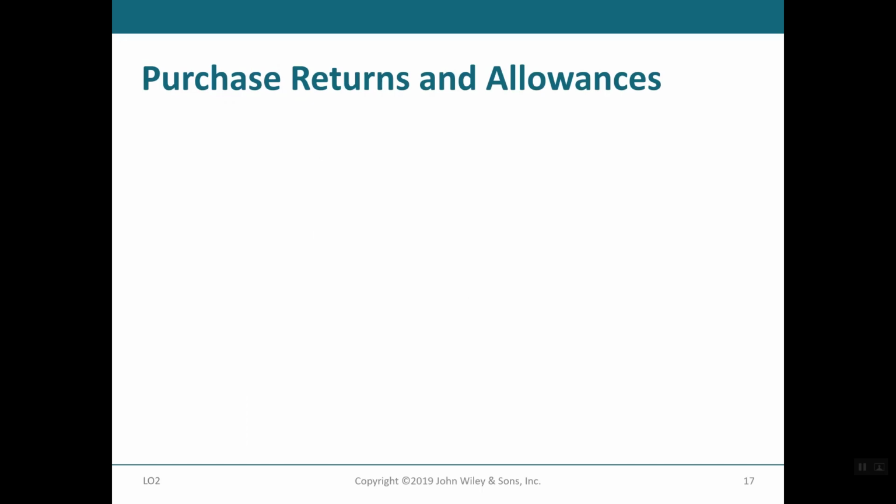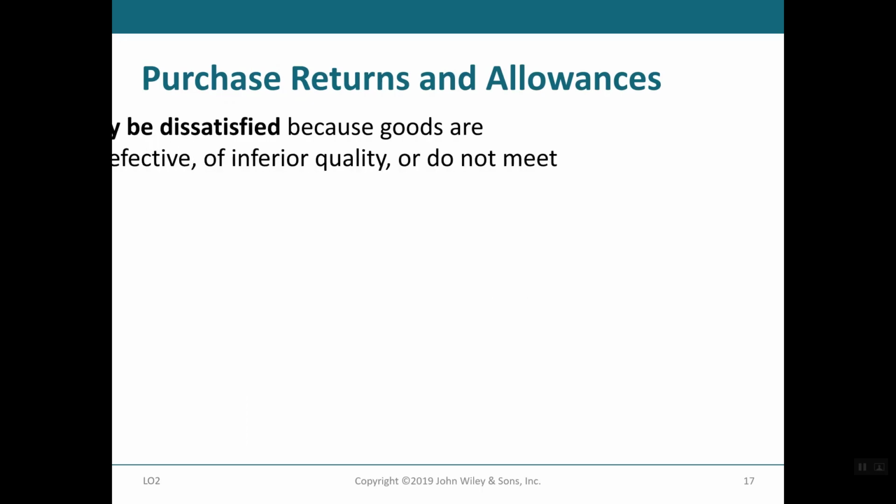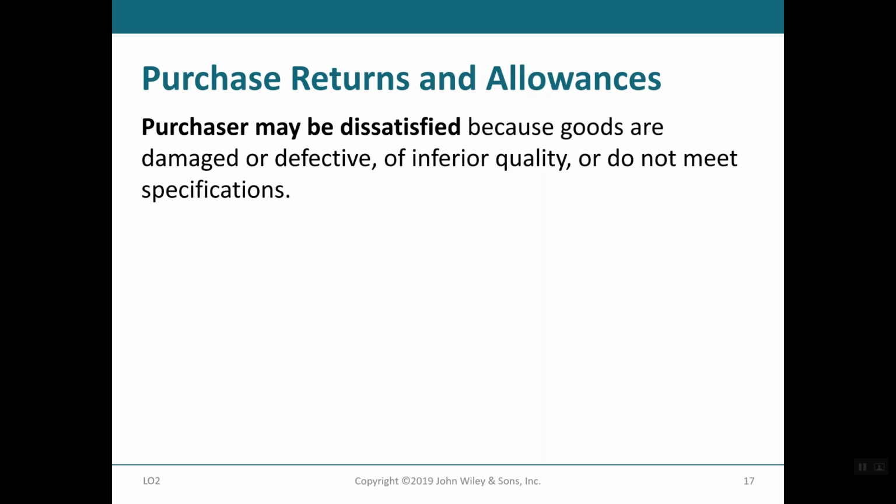Okay, now we're going to deal with purchase returns and allowances. The purchaser may be dissatisfied because goods are damaged, defective, inferior, or do not meet specifications. I know many of us at different points in our lives have bought goods that we had to return. And we have returned them for different reasons. It's not good, it's defective, inferior, or just doesn't meet your specifications.